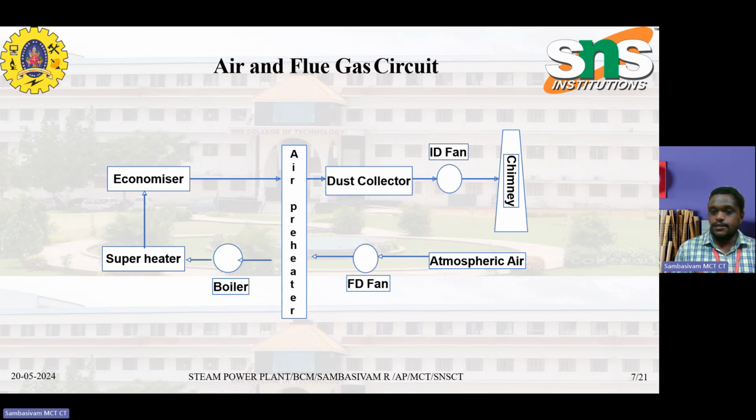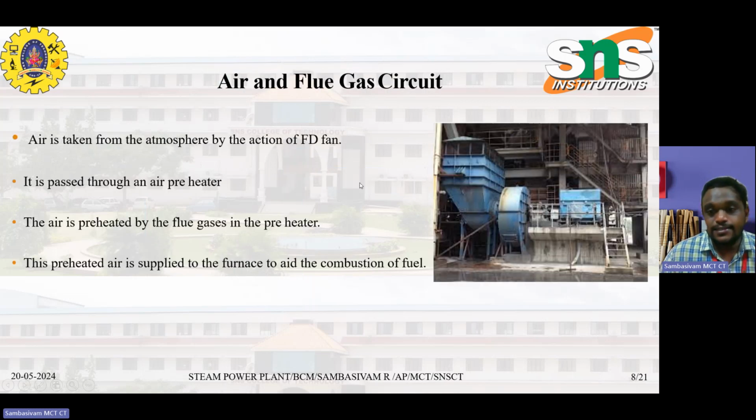Once the air has been heated, the dust is collected and the gas is drawn through an ID fan and released via the chimney. Similarly, the air is taken from the atmosphere by the action of the FD fan. It is passed through the air preheater, where it is preheated by the flue gas. Then the preheated air is supplied to the furnace to aid the combustion of fuel.